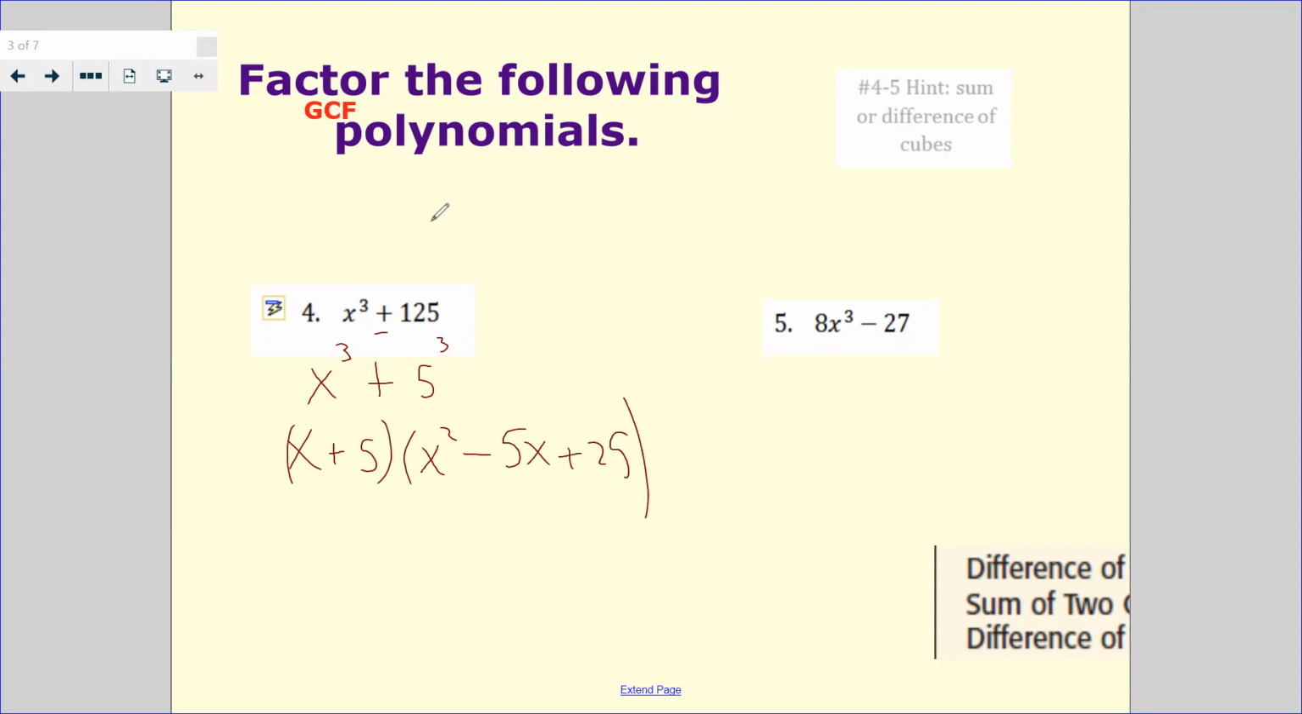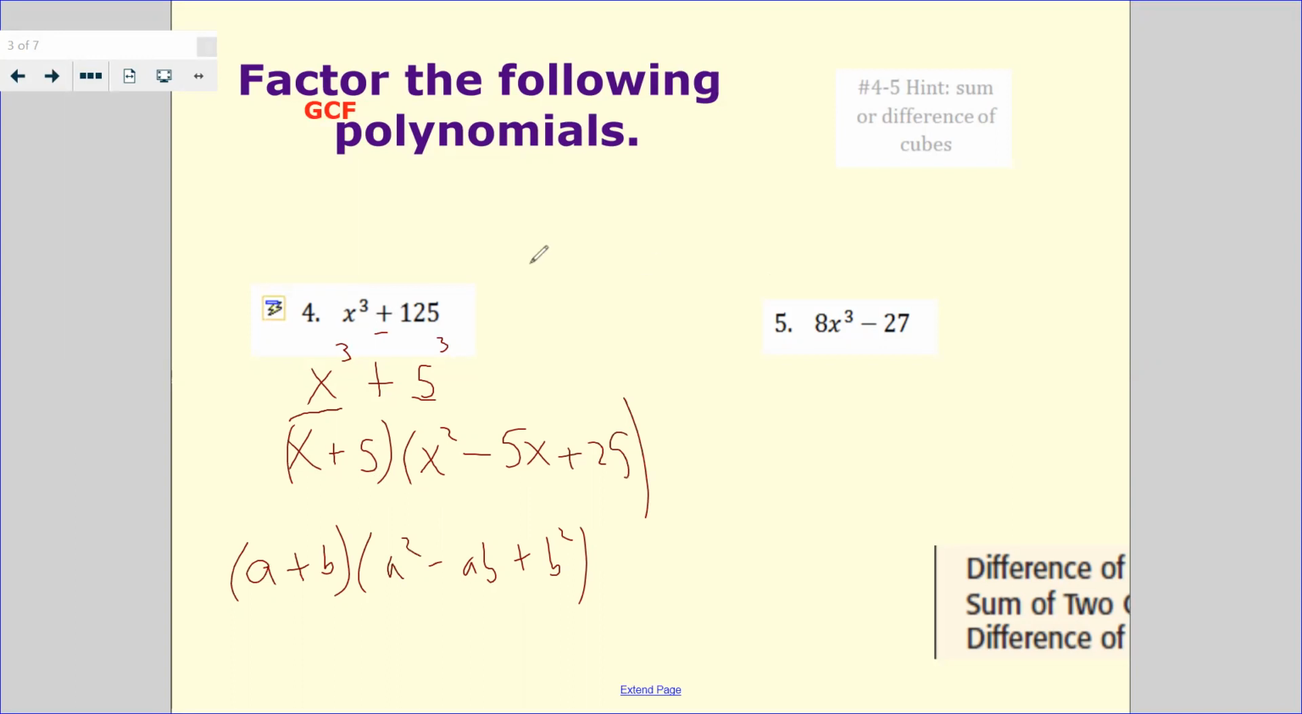So I was filling into the formula, which was a plus b times a squared minus ab plus b squared. And like I said before, instead of using a, I'm replacing it with x, because that's the value that's being raised to the third power. Instead of b, I'm replacing it with 5. So that's how I got to that point.